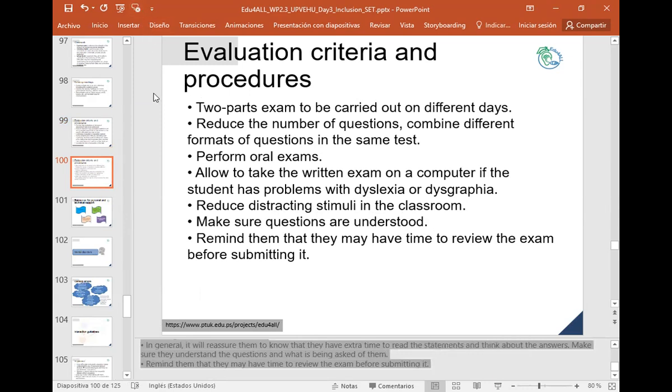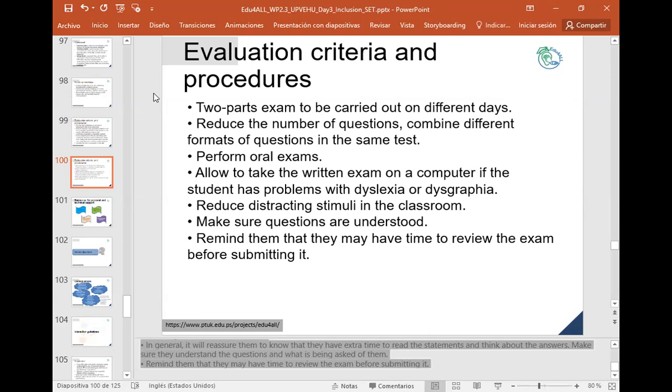Divide the exam into 2 parts to be carried out on different days. Adapt the exam, reducing the number of questions, combining different formats of questions in the same test: development, short answers, multiple choice. Perform oral exams. Allow them to take the written exam on a computer if the student has problems with dyslexia or dysgraphia. Reduce distracting stimuli in the classroom.